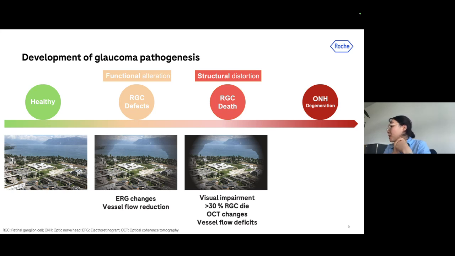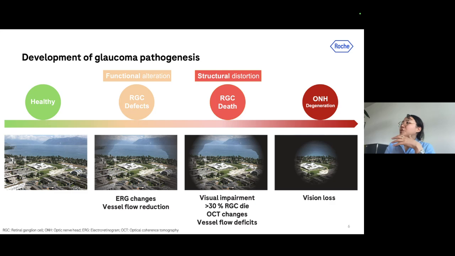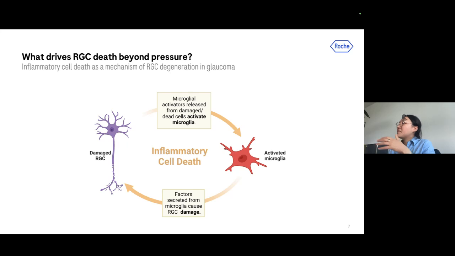Only after a significant proportion of RGCs have died, usually more than 30%, do we begin to detect structural thinning and visual field deficit. And by then, this damage is really irreversible, as we cannot resuscitate lost RGCs. This is why we must target the upstream mechanism before RGCs die, before the structure is altered, and before vision is significantly compromised. So if elevated pressure is not the single driver of glaucoma, what else contributes to RGC degeneration? And what molecular mechanism exists behind RGC death?